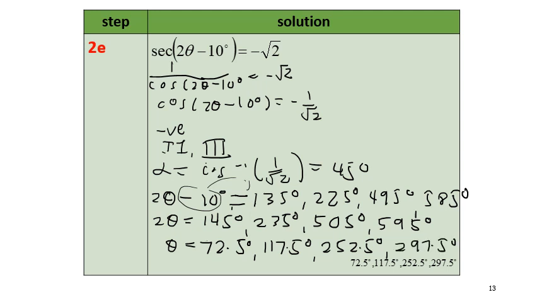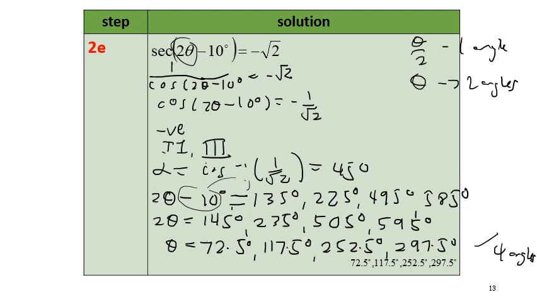Okay, and I forgot to mention to you, if the question has 2 theta, the final answer should have 4 angles. If only theta, then 2 angles. If theta over 2, only 1 angle. Okay, basically.